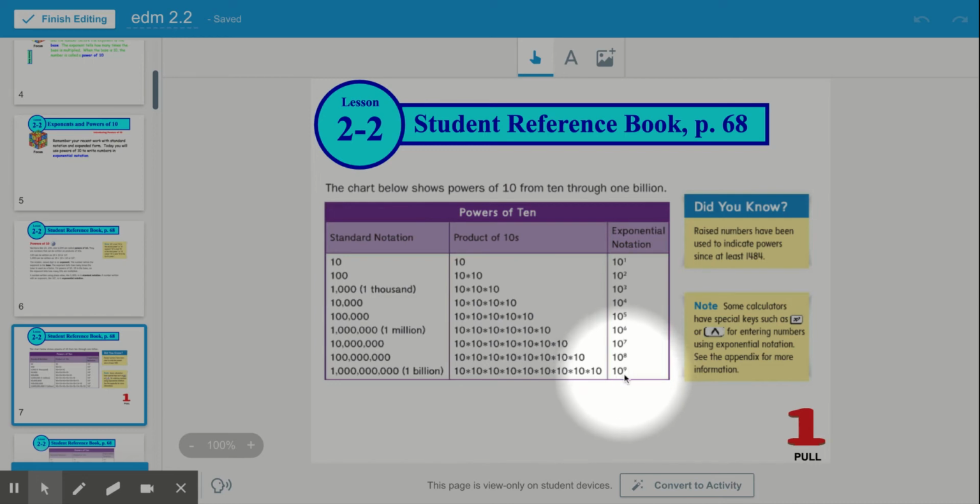I'm going to take a moment and look. 10 to the ninth power tells me I should have 9 tens being multiplied. 1, 2, 3, 4, 5, 6, 7, 8, 9. I've got 9 tens, and I have 9 zeros in the number 1 billion.